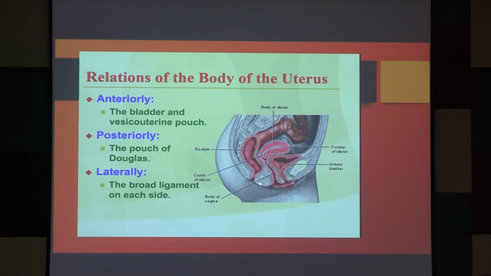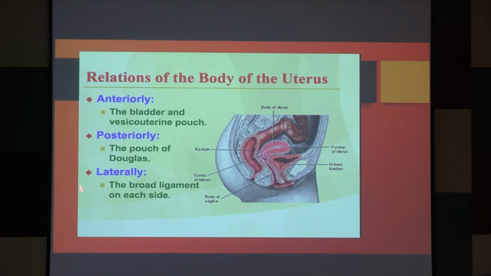Pouch of Douglas, you see, this is the vagina, and here is the pouch of Douglas. You can easily put a needle through the upper part of the posterior vaginal wall and reach the pouch of Douglas. If there is any collection, suppose pus or blood, that can be drained easily through the pouch of Douglas. Incision on the pouch of Douglas is called colpotomy. Colpotomy means incision on the upper part of the posterior vaginal wall.